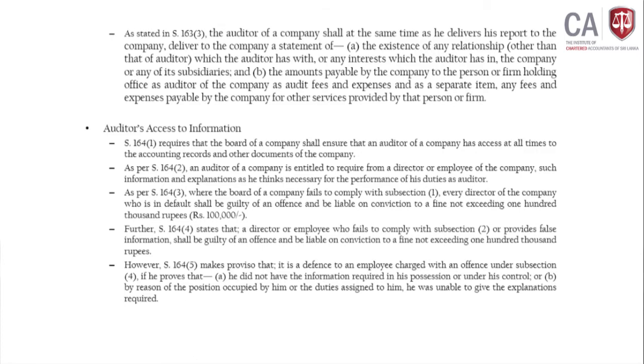Further, section 164(4) states that a director or employee who fails to comply with subsection 2, where the directors or employees have not given fair opportunity for the questioning or obtaining of information and explanation from the auditor, or provides false information to the auditor, shall be guilty of an offence and be liable on conviction to a fine not exceeding 100,000 rupees.